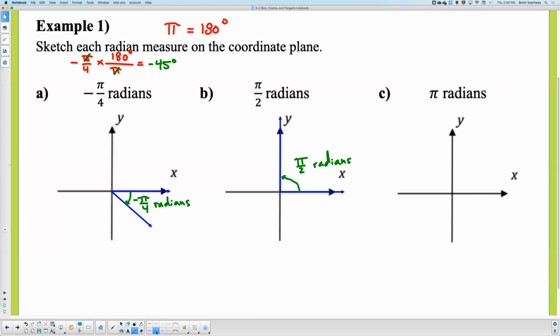Wouldn't it be 90 degrees? Wouldn't it be 270 degrees? Wouldn't it be 360 degrees? How many degrees is pi radians? It is 180. It's half the circle. So I go around half the circle.